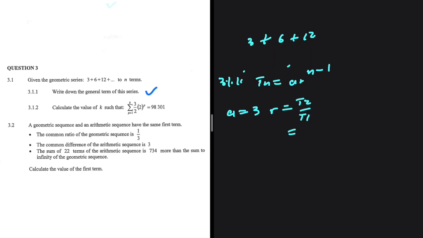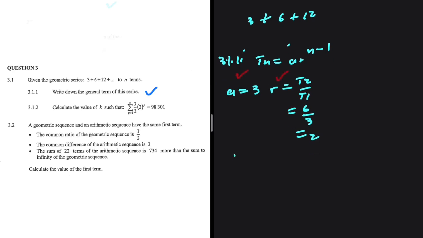Let's see if we can write down the general term of this series. So we have 3 plus 6 plus 12, our geometric series. The general term of a geometric series is given by Tn is equal to a r to the power n minus 1. A is the first term. The first term in our case is 3. R is T2 divided by T1 or T3 divided by T2. You just divide the two terms that are next to each other. So here, if we divide T2 by T1, we're going to have 6 divided by 3, which is equal to 2. So we have a, we have r. Tn will be equal to a, which is 3, r, which is 2, to the power n minus 1. So this is the general term of this series.